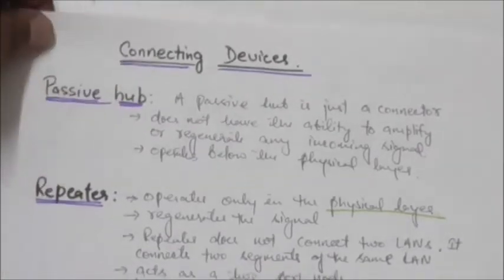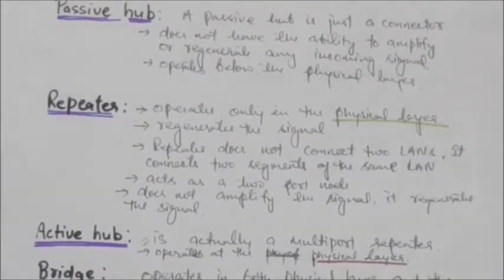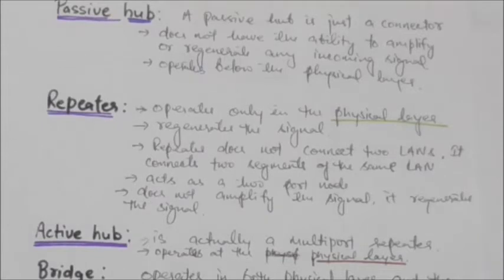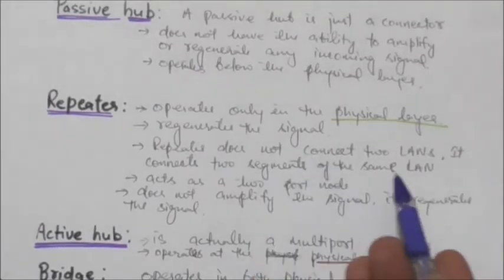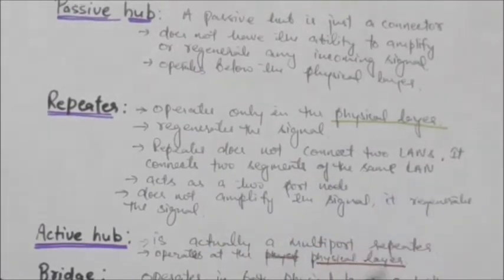Now the next device is repeater. Now see what happens in repeater. This device repeater operates only in the physical layer, right? And this device repeater receives a signal before it becomes too weak or corrupted, and then it regenerates the original bit pattern, and after that this device repeater sends the original signal. This device repeater does not connect two LANs, right? It connects two segments of the same LAN, right?